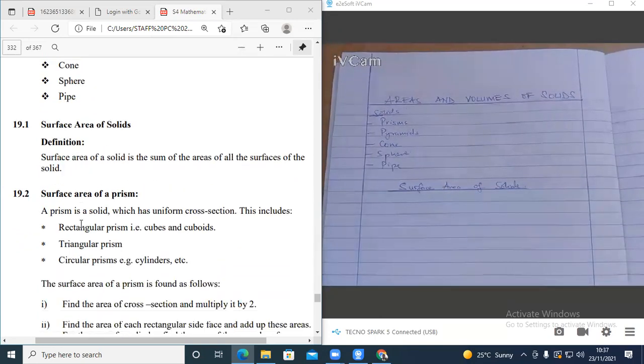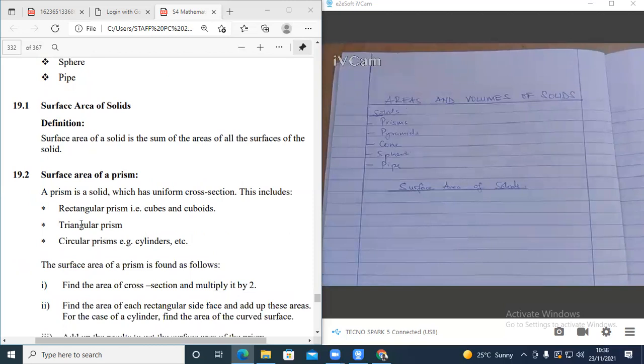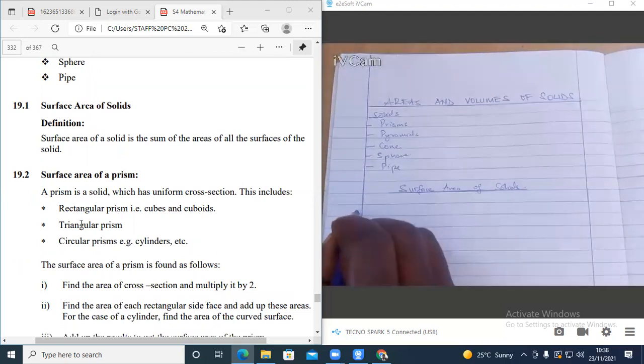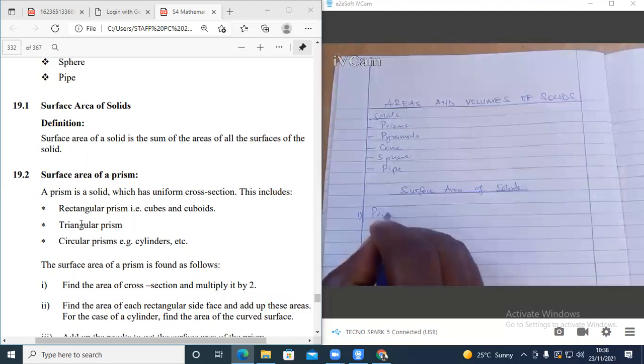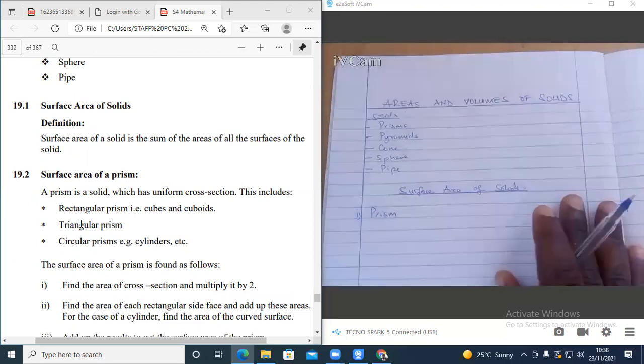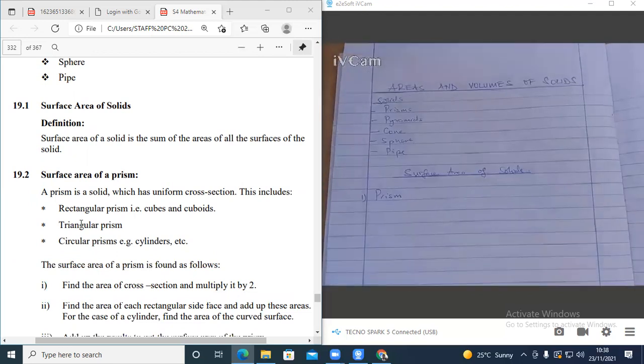The surface area of a solid. So we are going to look at the surface area of a prism. Roman number 1, we shall start with a prism. A prism is a solid which has uniform cross-sectional area. A prism is a solid that has uniform cross-sectional area.